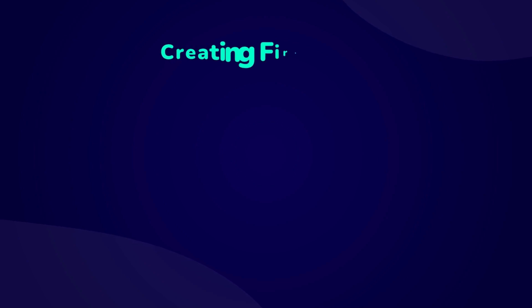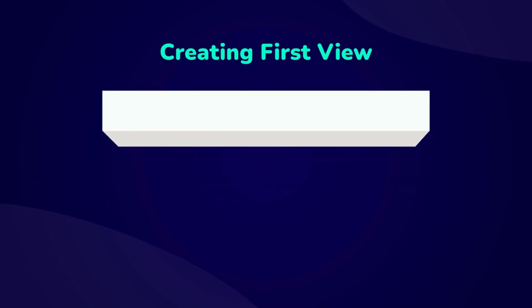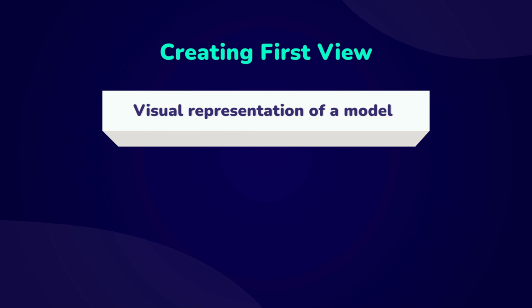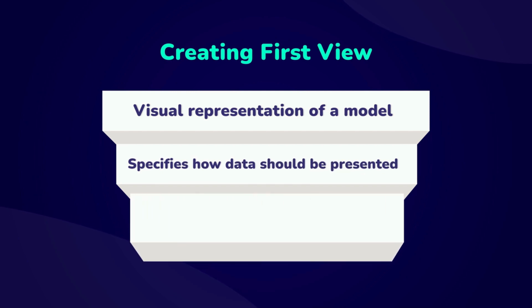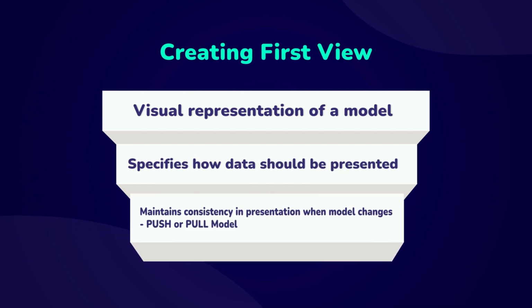In this section of Beego framework tutorial, we will learn how to create our first view to render the list of employees. A view is a visual representation of a model. It accesses data through the model and specifies how that data should be presented. It maintains consistency in its presentation when the model changes, which can be either through a push model, where the view registers itself with the model for change notifications, or a pull model, where the view is responsible for calling the model when it needs to retrieve the most current data.